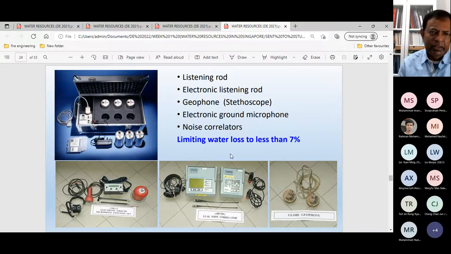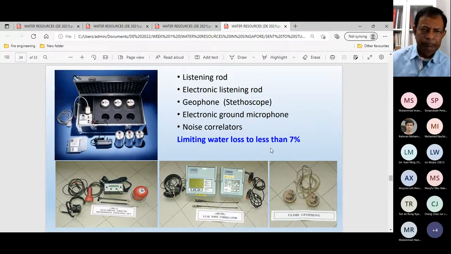They are able to limit the losses, and the losses cannot be brought down to zero, that's not possible. But 7% is quite a great achievement, because if you go to other countries like the Philippines, you will see that water losses amount to about 40% or 42% of the water production. The total production doesn't reach the consumers.